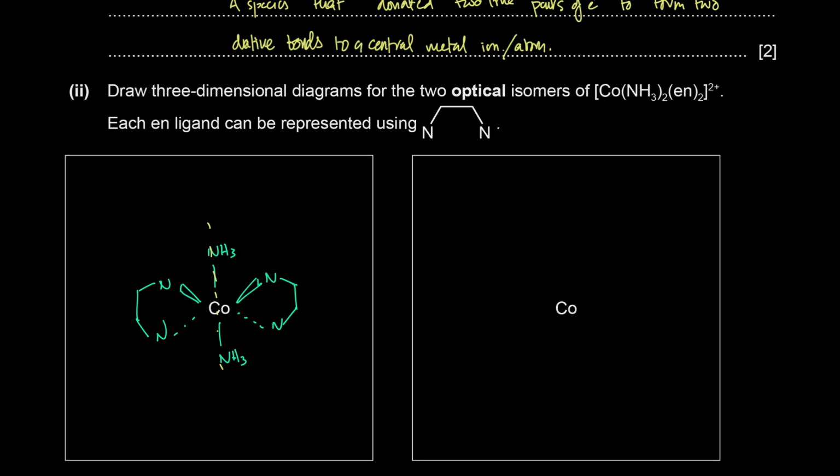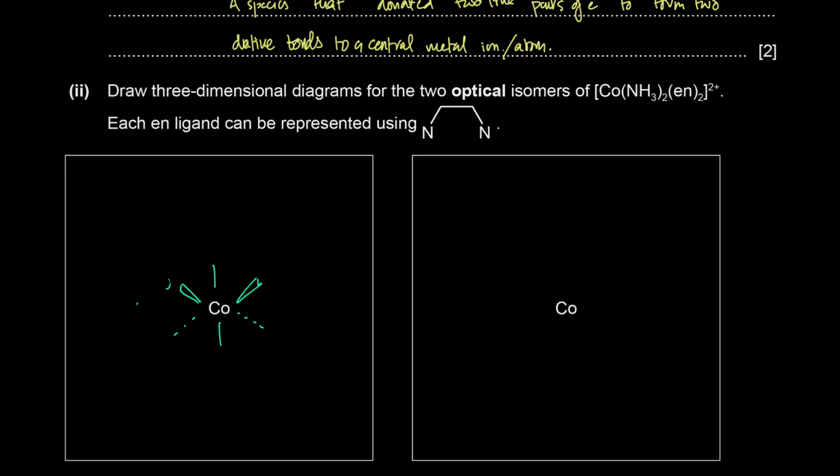So whenever you have two bidentate ligands and two monodentate ligands, you can have cis and trans isomerism, but the trans isomer doesn't show optical isomerism, whereas the cis isomer does. So in this case, we must have the cis isomer present. The cis isomer shows optical isomerism.